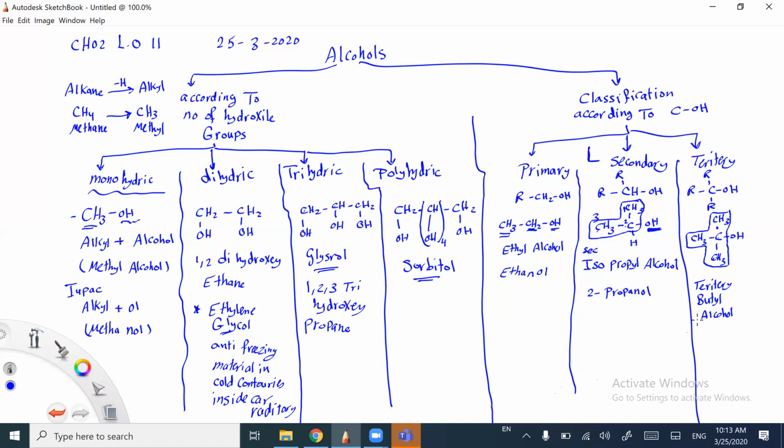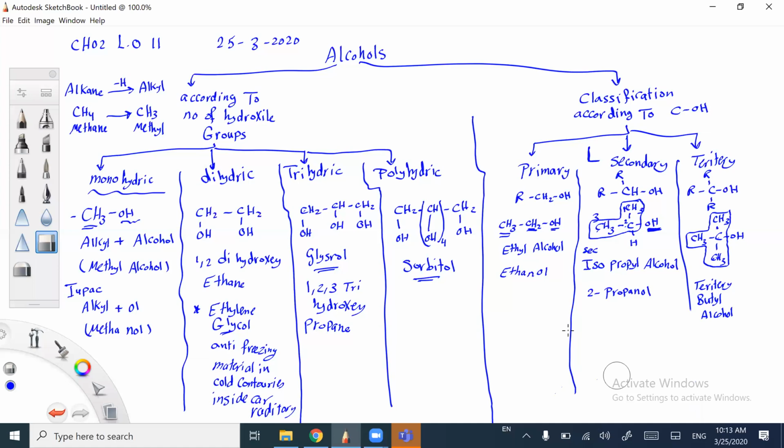According to the IUPAC system, we give the numbering for the longest carbon chain first. We number according to the longest carbon chain. So C, CH3, CH3, CH3, OH. Where is the longest carbon chain? From this side or from this side? No problem. So the longest carbon chain, we give the number from the side that is near the functional group.